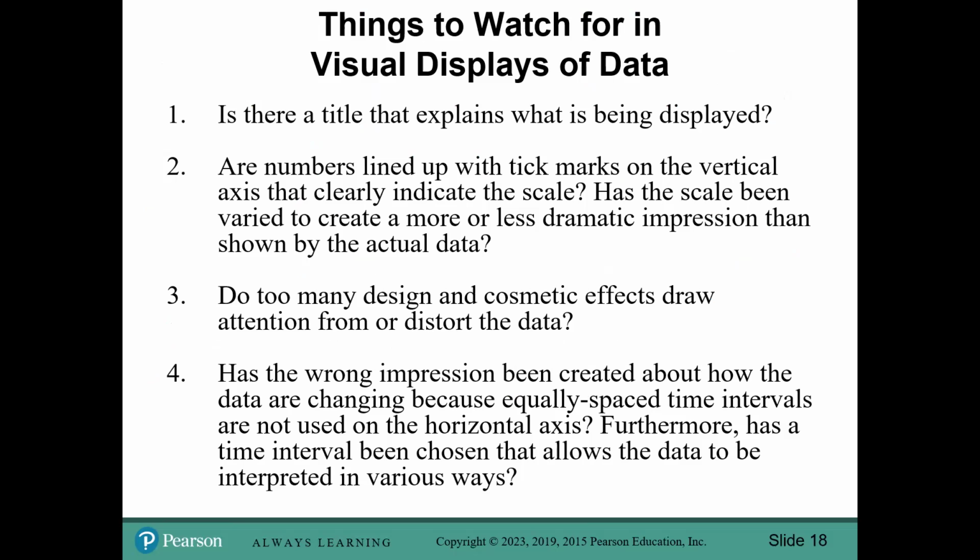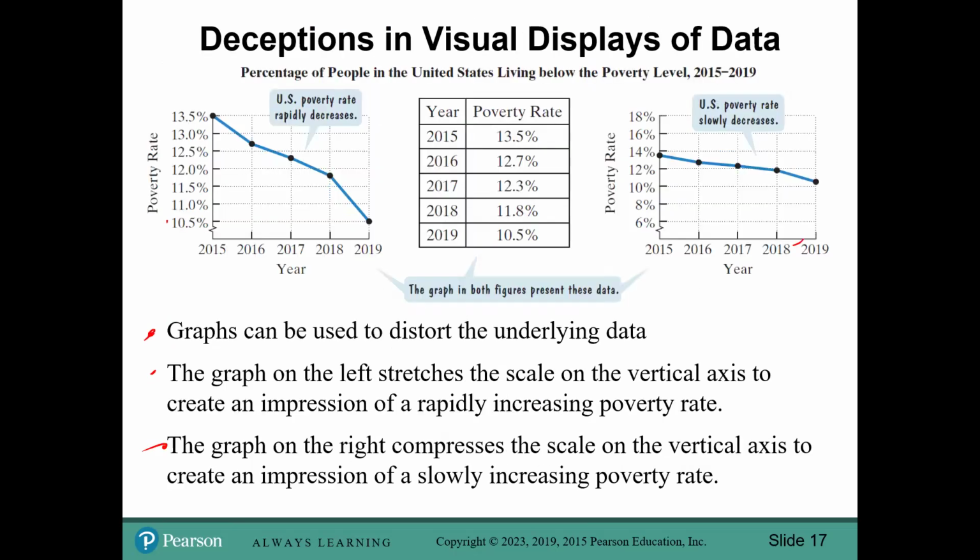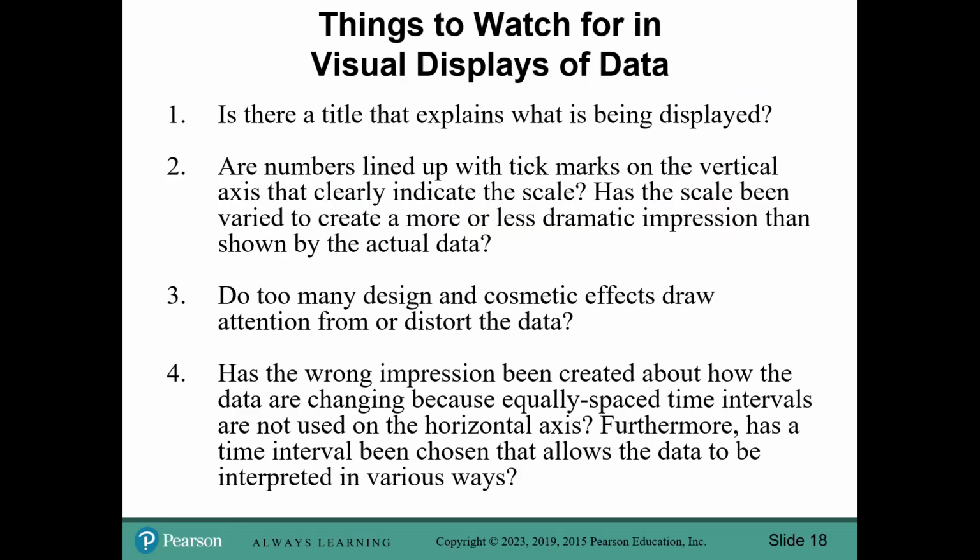So a lot of times, it's not the case here. A lot of times you'll see a graph that doesn't actually state what is being displayed, and it could be something ever so slightly different, or not quite exactly what they're referring to in, say, the news article or whatever it is. Number two, are numbers lined up with the tick marks on the vertical axis that clearly indicate the scale.